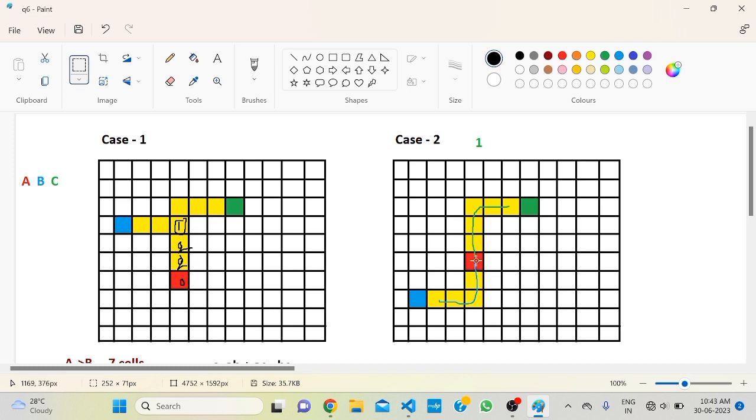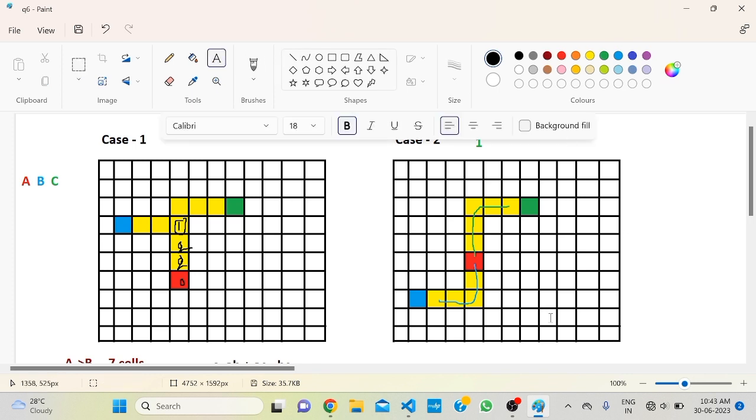So look here, from red to blue, how many cells are there? 1 2 3 4 5 6, total 6 cells are there. And here how many cells are there? 1 2 3 4 5 6 7. So 6 cells are from red to blue and 7 cells are from red to green. So write down here. What is the total path? Total cells in the path? 7 plus 6. Okay. And in 7 plus 6, this red one is common. So minus 1. Okay. This is the total path.